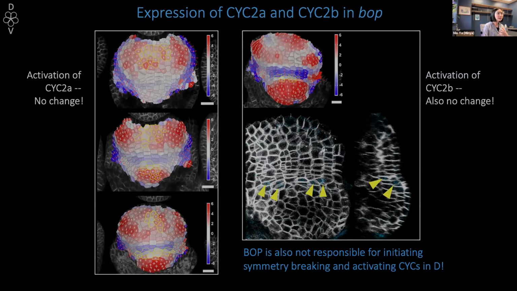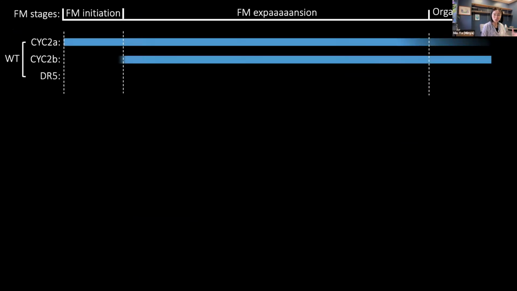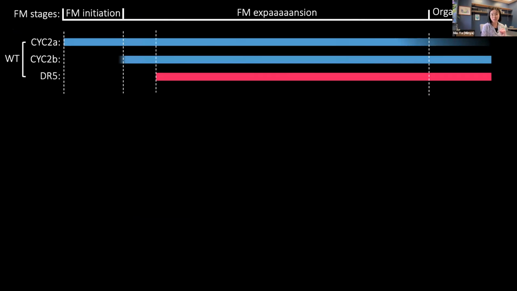So what we think is going on is that both of these potential regulators are responsible for maintaining the cycloidea gene expression during the process of floral meristem expansion. Just now I told you that DR5 is not really associated with the initiation of the floral meristem, but it does show up in the early stages of floral meristem expansion. And once it shows up, it's highly dynamic.